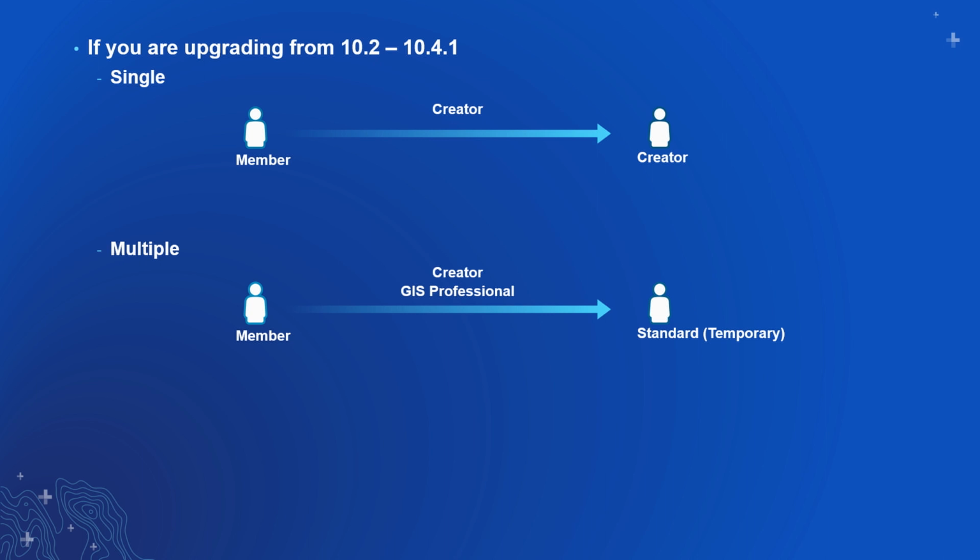So the first workflow we'll talk about is if you're upgrading from any version between 10.2 and 10.4.1. This is where there was no level 1, no level 2. This was just members. If you have a license file that has a single user type that's compatible with level 2, say creator, all of your members will come over and be assigned the creator user type. If you have a license file that contains more than one user type that's compatible with a level 2, all of your members will come over into this user type we have called standard temporary. And I will talk more about what standard temporary means here in a few minutes.